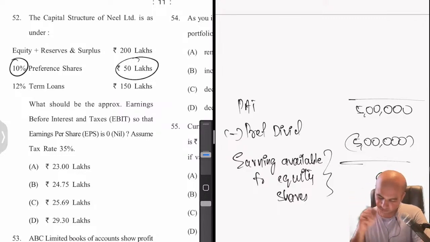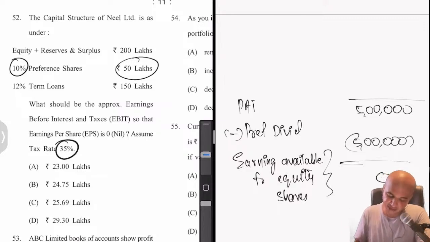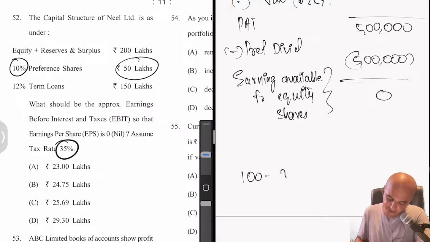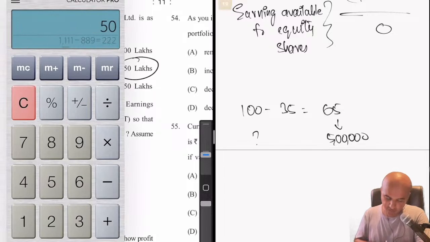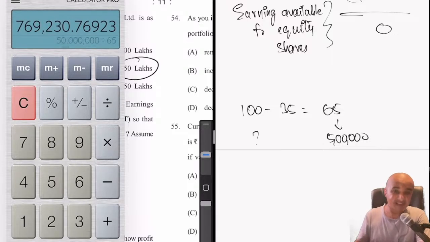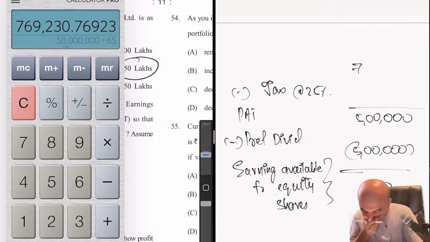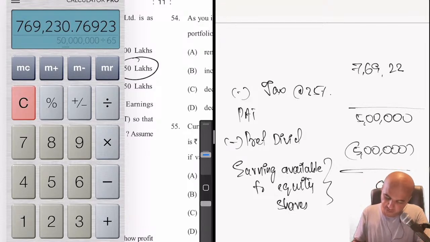Now profit after tax is 5 lakhs, but there is some tax component, so less tax at 35%. Okay, so now 100 minus 35% is 65. We know this 65 is 5 lakh rupees in our case. So in that case 100 would be how much? That would be 5 lakh into 100 divided by 65, which would be 7,69,231. Let me just cross verify.